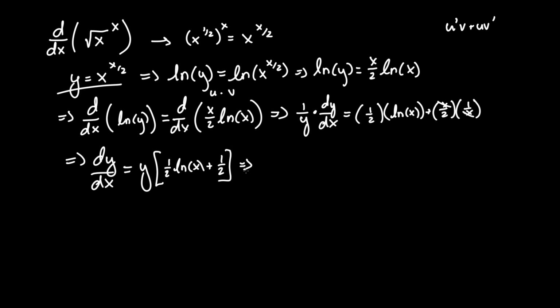So to keep it all in the proper terms, the derivative of square root of x to the x power equals x to the x over 2 times 1/2 ln x plus 1/2.